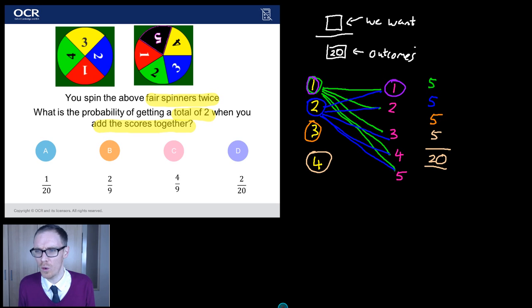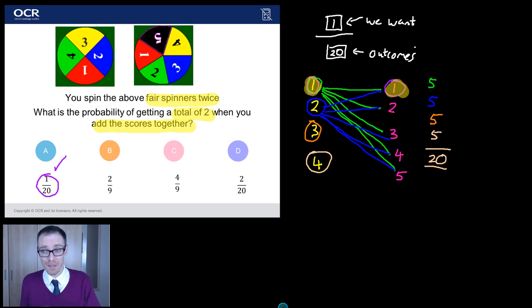A 1 and a 1, I reckon, is the only way you're getting a 2. How else are you going to get it? Because if you get a 2 on the first spinner, anything you get on the second spinner is going to take you too high. So the only way of doing it is getting a 1 and a 1. So how many different ways are there of getting a 2? There's only one. 1 out of 20. And if I have a quick glance at my answers, fortunately 1 over 20 is one of the answers.